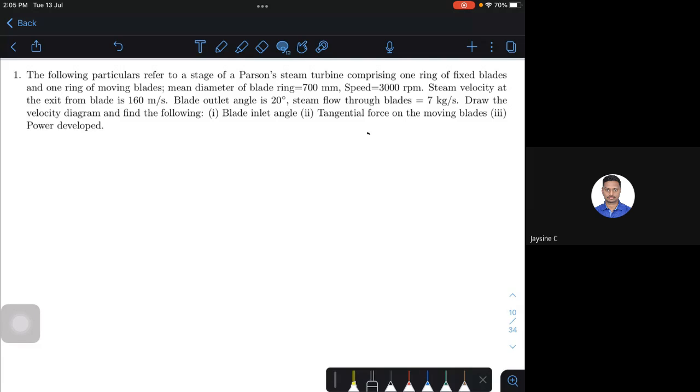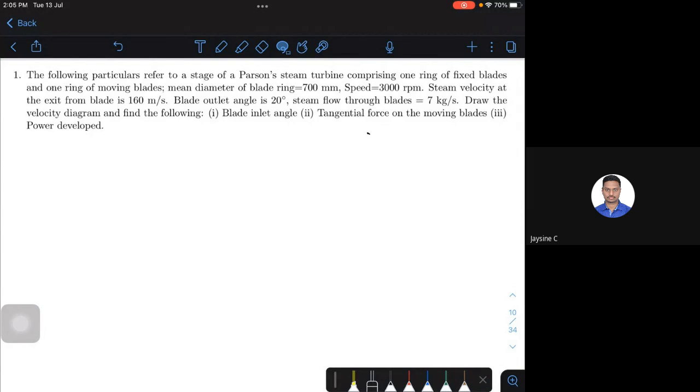Then the steam flow through the blades is 7 kg per second. That's the amount of mass flow rate, m dot. Draw the velocity diagram and find the following: the blade inlet angle, the tangential force on the moving blades, and the third one is the power developed.